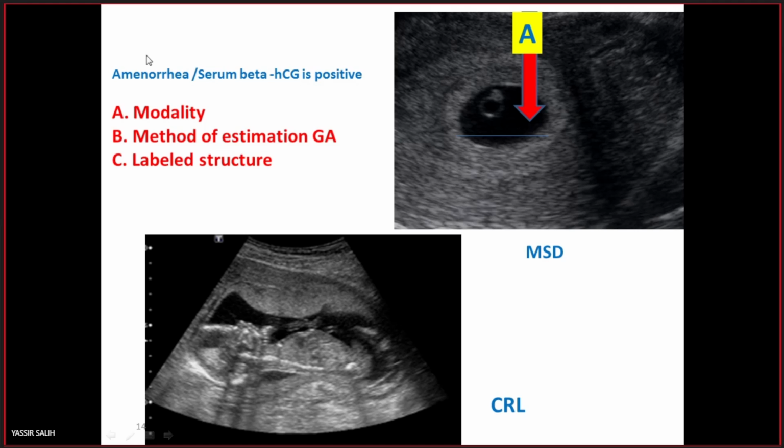This patient presents with amenorrhea, cessation of the cycle, or with serum beta HCG positive. When we say serum beta HCG is positive, it means the patient is suspected to be pregnant. Remember, if the patient has positive HCG, this is a positive test for pregnancy. The imaging modality here is ultrasound. Yes, methods of estimation of gestational age is this one.